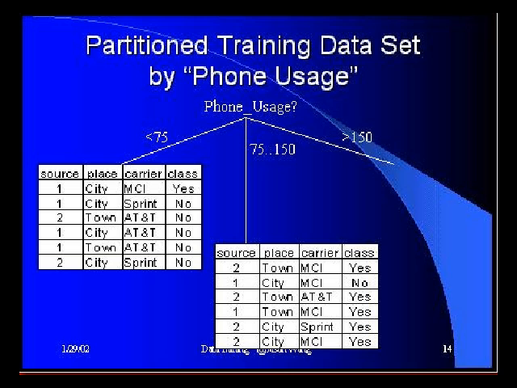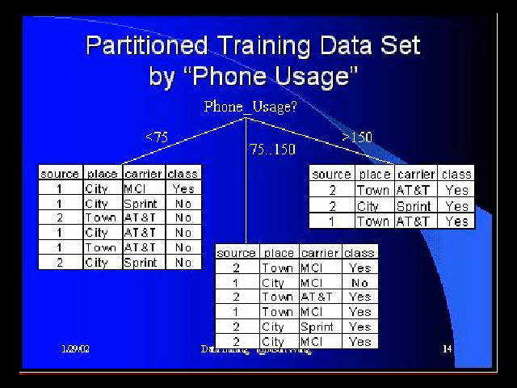Similarly, you have this reduced training database for this branch. All the tuples here have the phone usage greater than 150. They might have different income sources, different living places, different current carriers, and in general, they might have different classes and so on. All right. So if you count this, the total number is 15, and you divide them into 3 sets based on the 3 different outcomes for the phone usage.